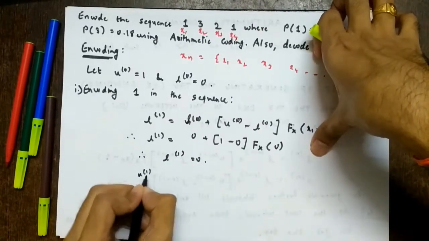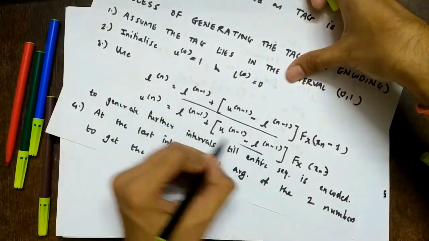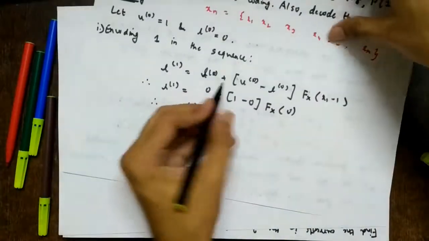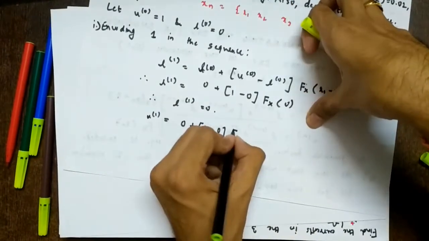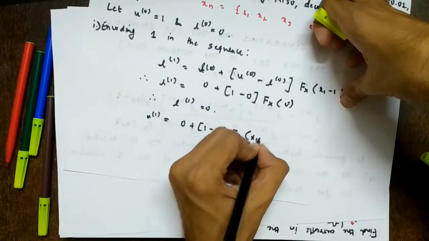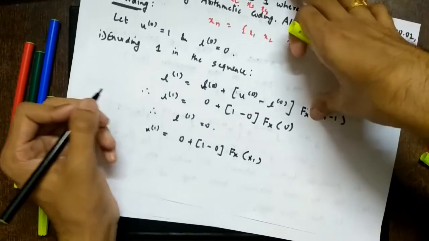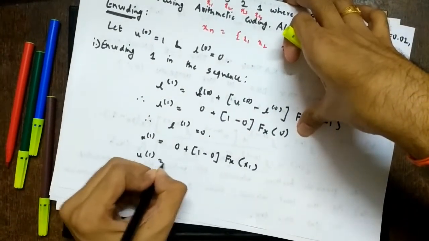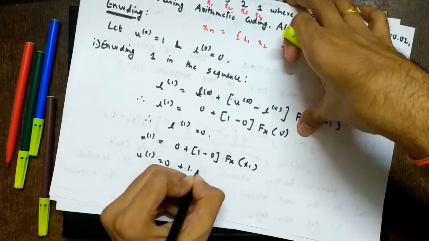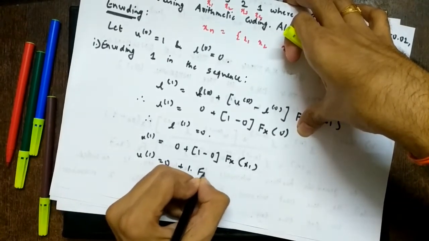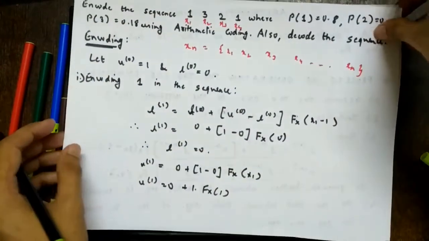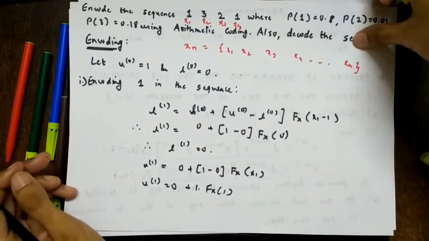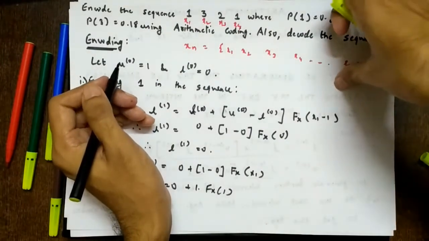Fine. Then U of 1. If you observe in the formula, this part and this part are the same, only this part is changing. So just copy this part. So 0 plus 1 minus 0, and this will be Fx of x1. So what is Fx of x1? U of 1 equal to 0 plus 1 into Fx of 1, right? I forgot to find Fx of 0, 1, 2, 3.